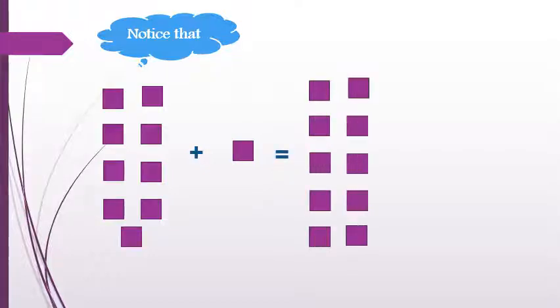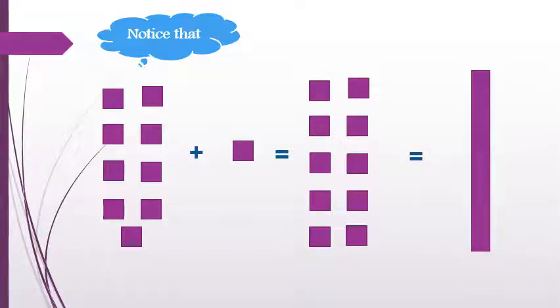Notice that if I add 9 small squares and 1 small square together, I will get 10 small squares. So I can exchange them for one block of 10, or one stick. Then 9 ones plus 1 equal 10 ones, which is equal to 1 ten.